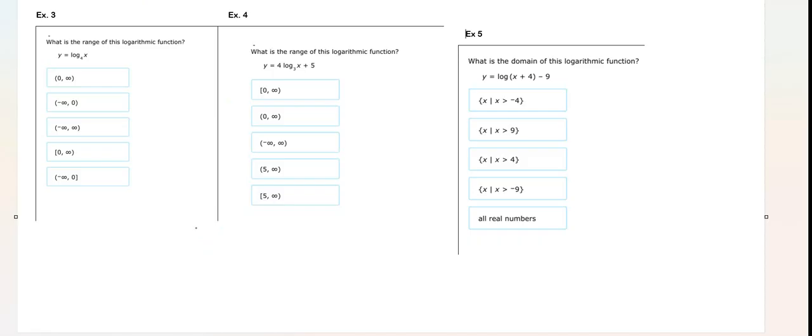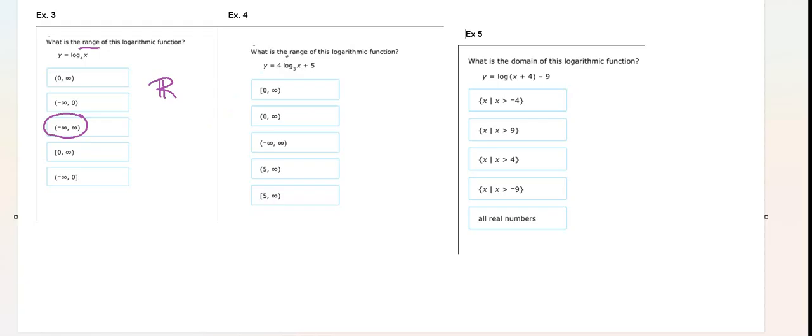All right. Now this one is asking us for the range, and it's given us an equation, which we really don't have to be freaked out about because for the range on these, it's always going to be all real numbers. So we need to find which one of these represents all real numbers. And it's going to be negative infinity all the way up to positive infinity.